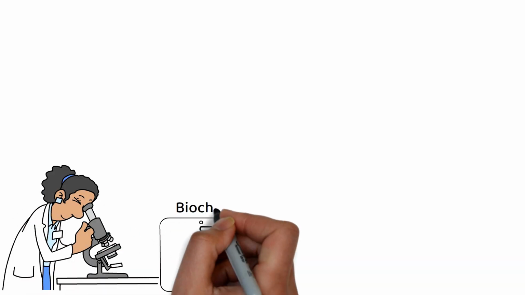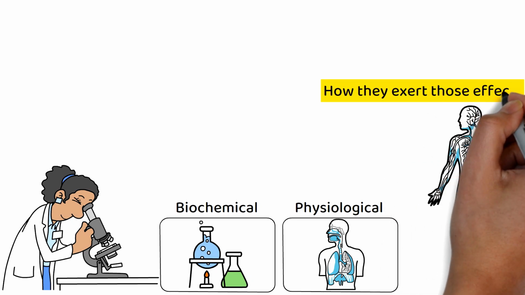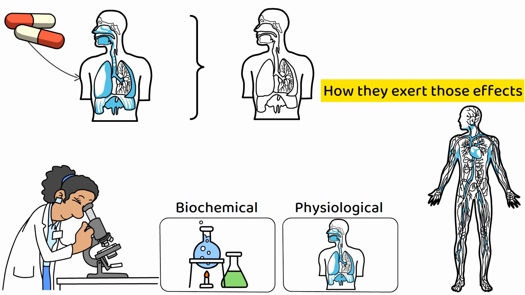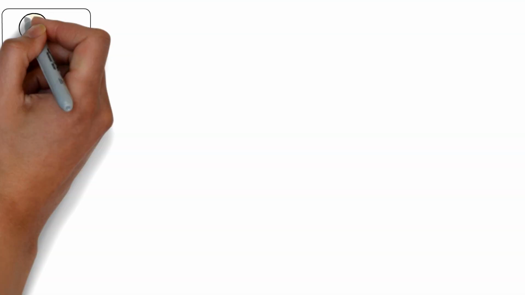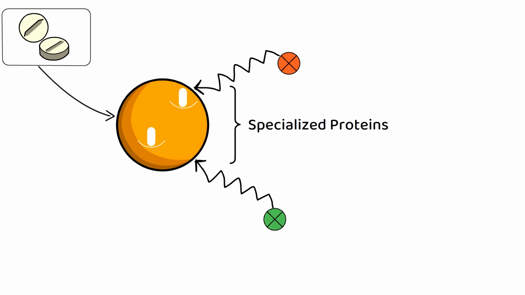Pharmacodynamics is the study of the biochemical and physiological effects of drugs and how they exert those effects. In simpler terms, how a drug interacts with your body to produce a response. And it all starts with receptors. Drugs often act by binding to receptors. These are specialized proteins that receive chemical signals.